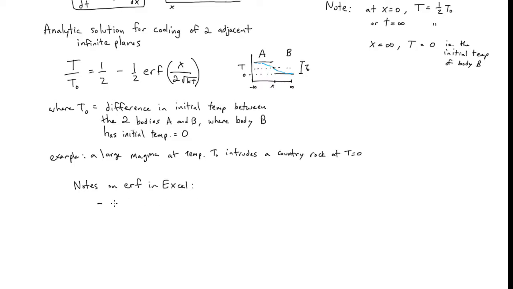The error function of a negative number is equal to minus the error function of that number itself. Some older versions of Excel can't do the error function of a negative number, but you can just do it the normal way and then make it negative. I think most of the time this isn't going to be an issue.